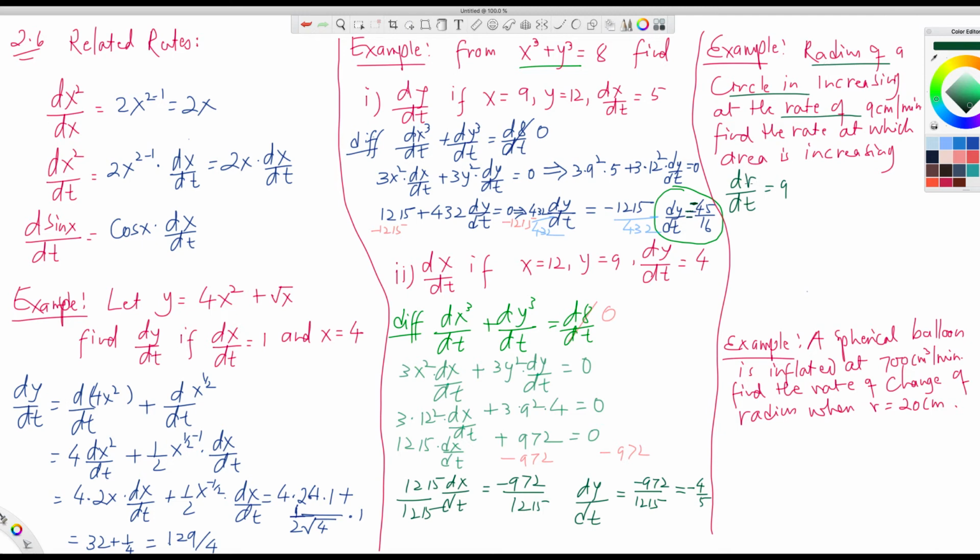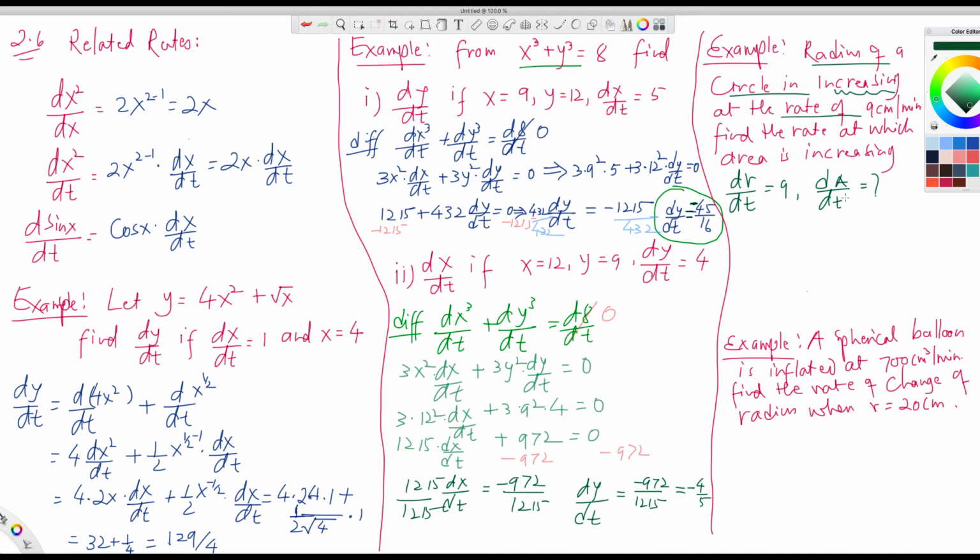That's why I denote radius by r. So dr over dt is positive 9. Why? It is increasing. Since it is increasing, we write positive. If it is decreasing, we write negative. And what is asked? Find the rate at which the area is increasing. So it is asked, dA over dt equals what?